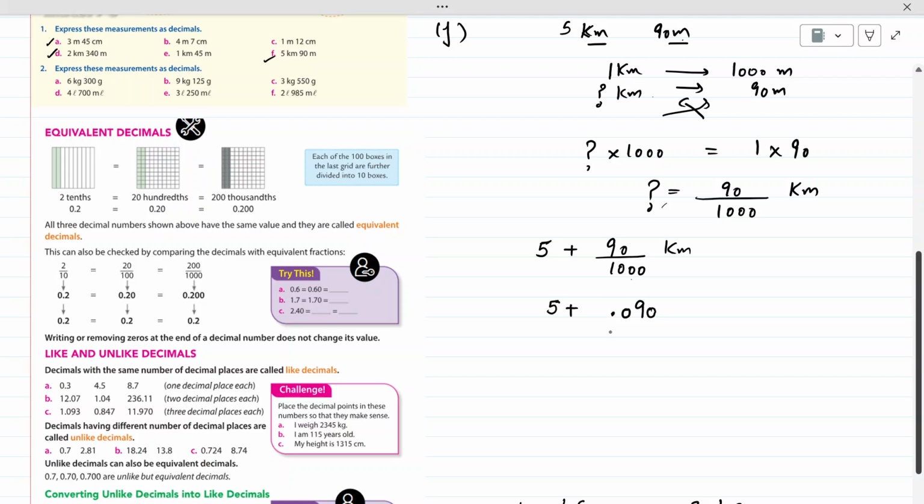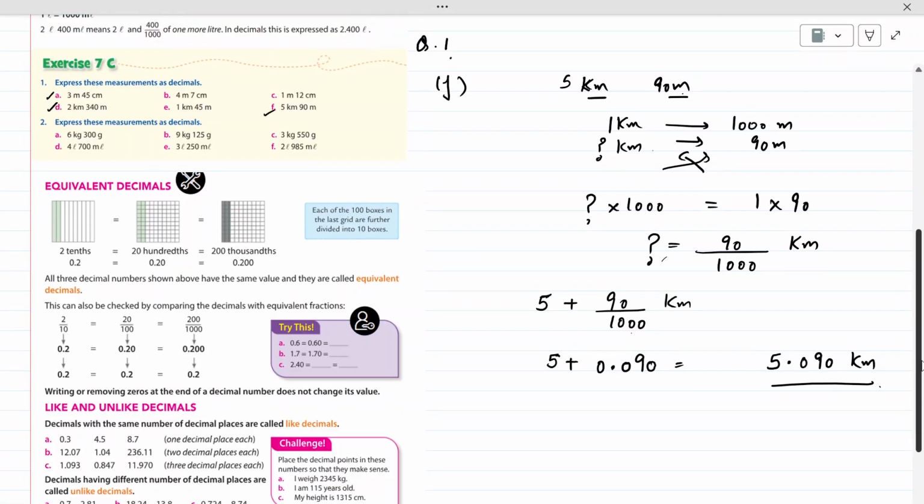We have done this in the last class. And then just add this. This will become 5.090 kilometers. Okay, so on the similar pattern, kids, you will get questions in your examination. Just learn how we have to convert it, and this is very easy.